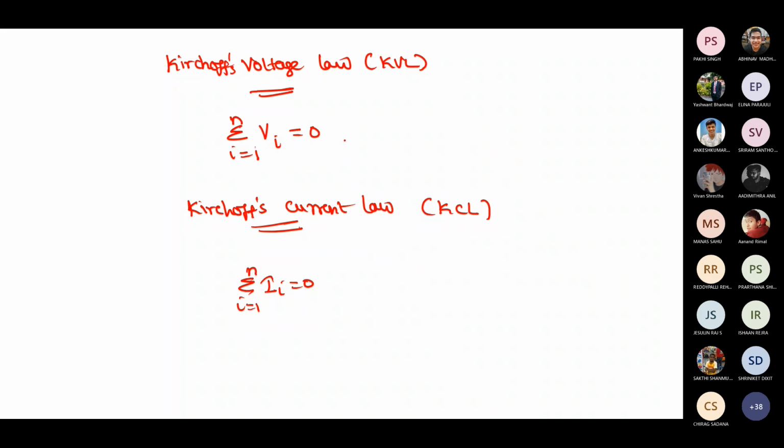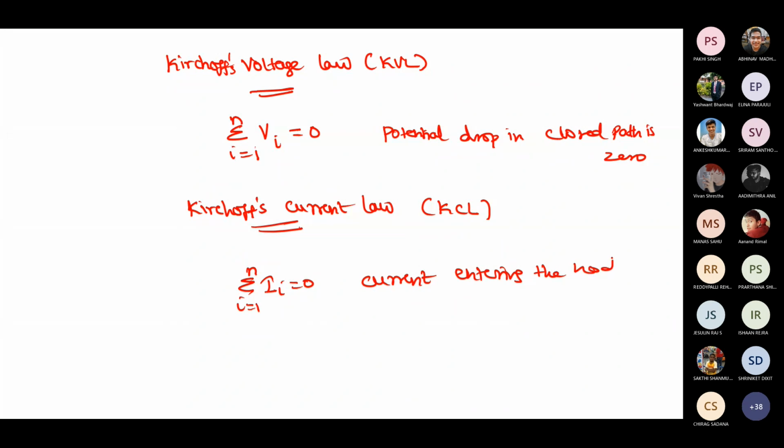So here the sum of the potential drop in a closed path is equal to 0. Here the current entering the node is equal to the current leaving the node. Or ultimately the summation of the current in a particular node is equal to 0. Okay, fine. So this is what Kirchhoff's laws say.